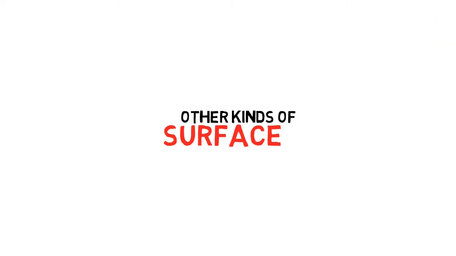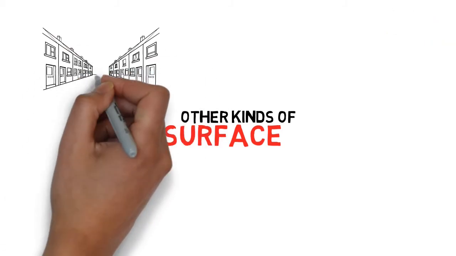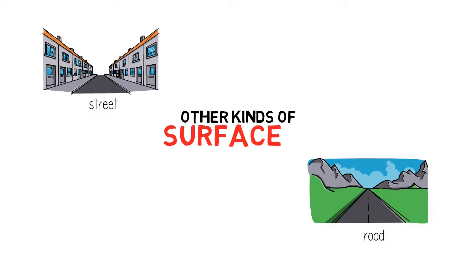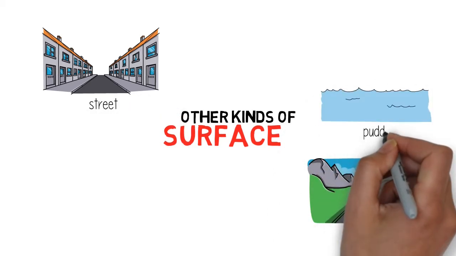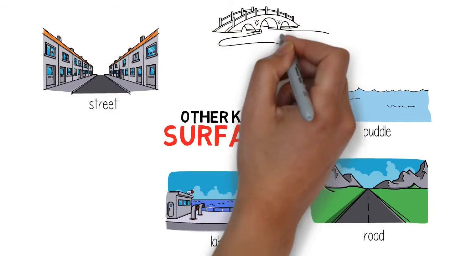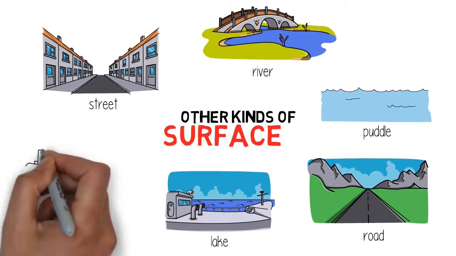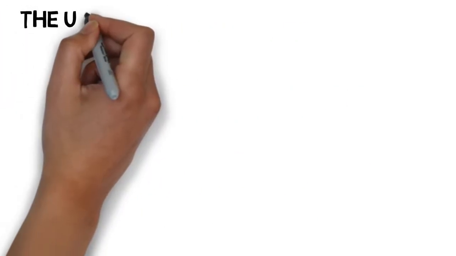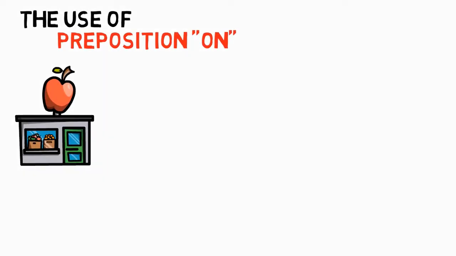Now, let's imagine the surface is bigger than a table or floor. Take some examples of streets, roads, and water surfaces. For example, puddle, lake, river, sea, and ocean. You can mention the location of things on those surfaces as well.